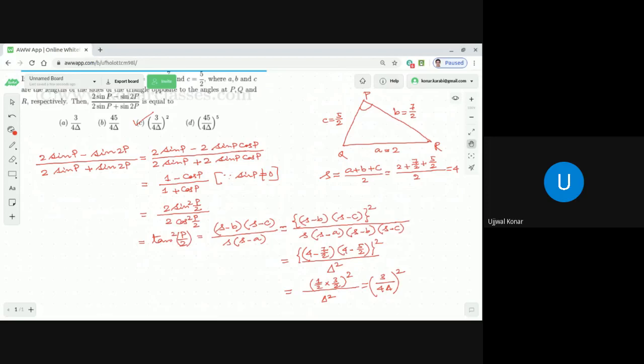Slight change, but that is also important. Sometimes questions come like this, instead of the triangle ABC, it is PQR. Okay, dear students. So now I'm moving to the next question. And the next question will be available to you in another few seconds.